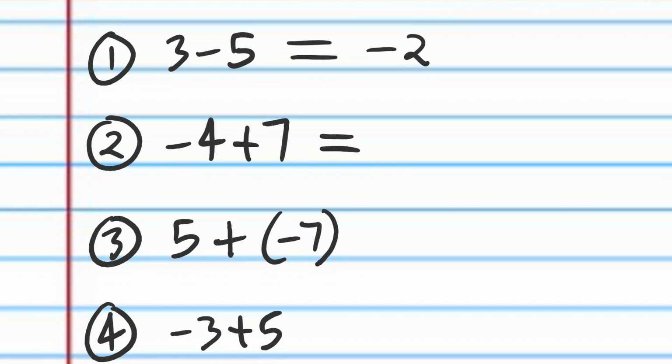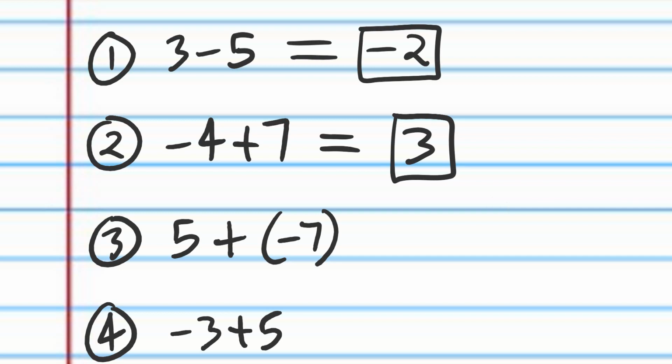Now see if you can do number 2. -4 plus 7. What would the answer to that problem be? Well, if you said +3, you're correct. And by the way, we need to rectangle these as usual. So the positive number is bigger. It defeats the negative number.